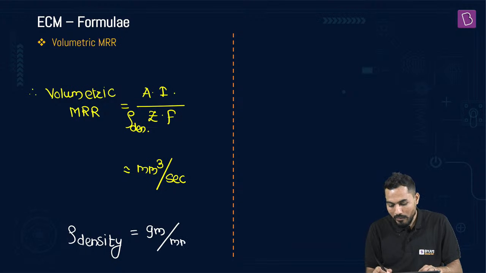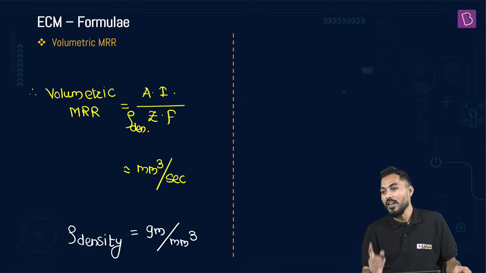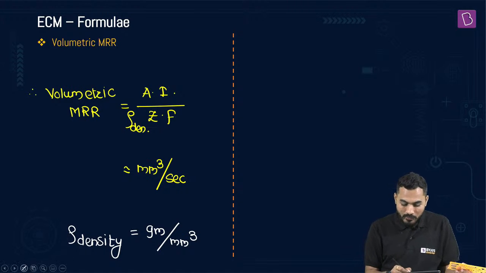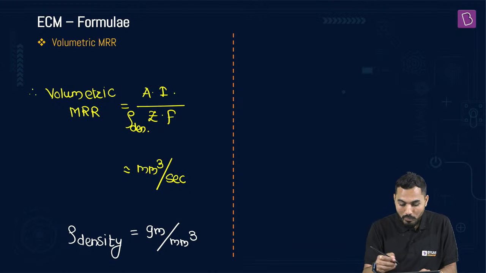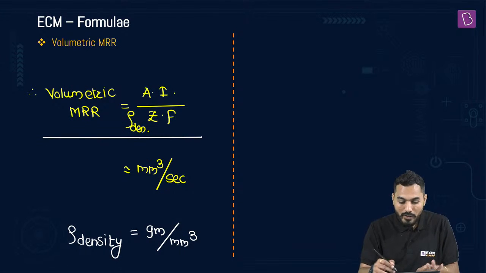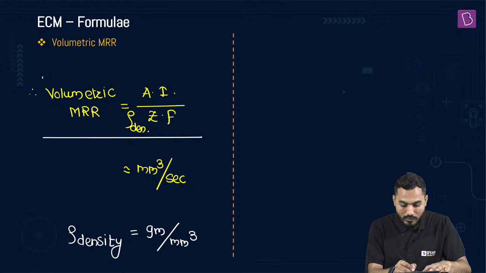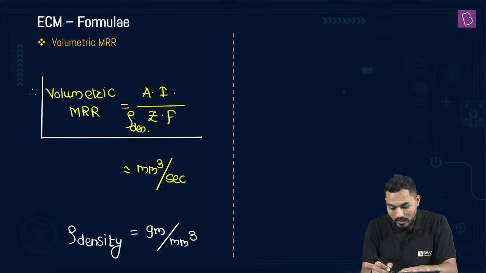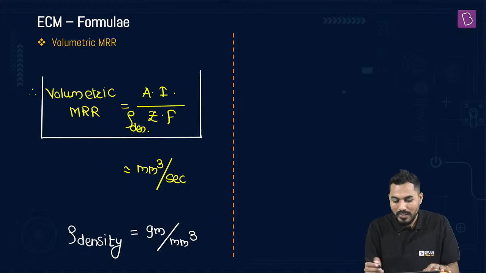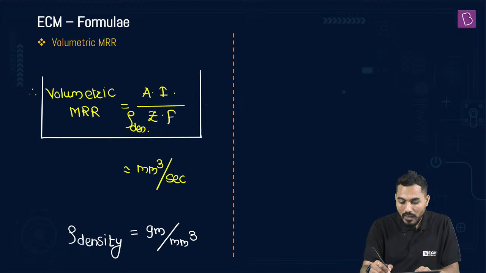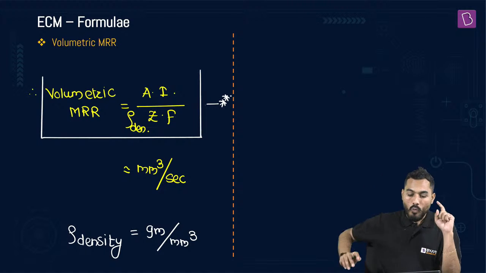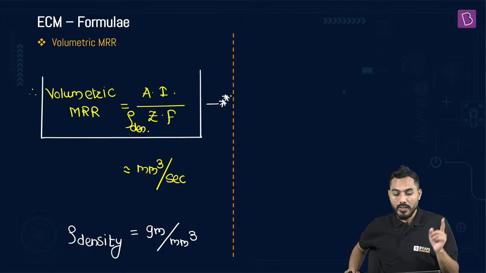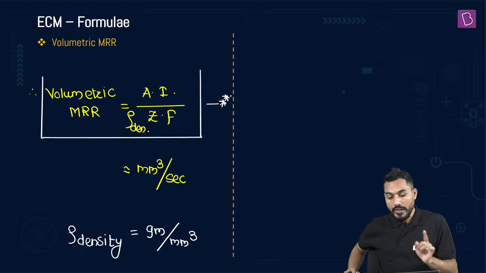While solving numericals, most of the time we have observed that students don't put the value of density in a proper unit. Students fail at that, and therefore they get negative answers or negative marks. So I can easily say these are two extremely important formulas as far as the GATE examination is concerned. Volumetric MRR is A into I divided by rho, density, into Z into F.